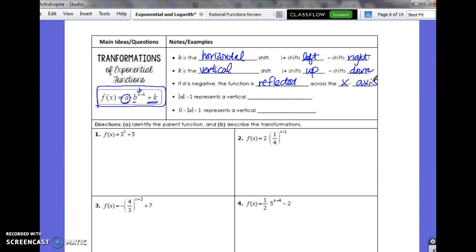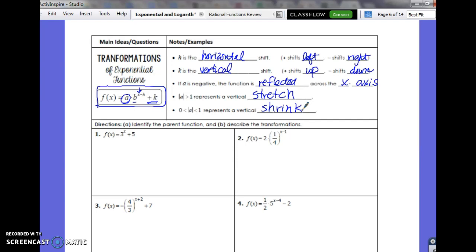Then, if the absolute value of that number is greater than 1, so if it's a 2, a 3, a 4.5, a 7.5, that's going to represent a vertical stretch. It'll get steeper much more quickly, but it will also flatten out much more quickly. If the absolute value of that number is between 0 and 1, so if it's a fraction, that's going to be a vertical shrink. So it won't flatten out, or it won't increase quite as steeply.